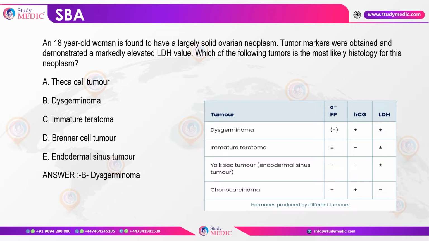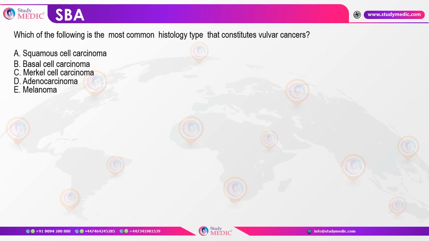Now immature teratoma, because it has all the germ cell layers, produces alpha fetoprotein and LDH but doesn't produce HCG. HCG will only be produced whenever there is trophoblastic tissue. Yolk sac tumor or endodermal sinus tumor produces alpha fetoprotein, no HCG, and may or may not produce LDH. Choriocarcinoma only produces HCG. It does not produce alpha fetoprotein, nor does it produce LDH. So these were important characteristics of ovarian tumors. Remember, you have to know the staging also, and the approximate staging for each stage.